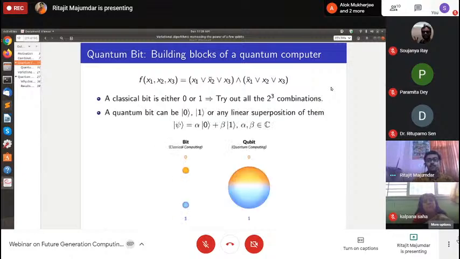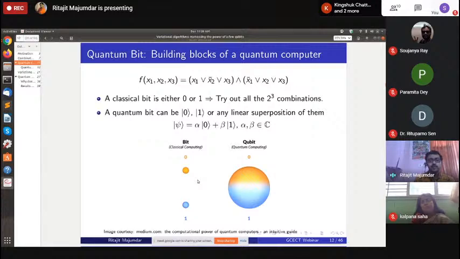But what can be done using a quantum bit? A classical bit is either 0 or 1. This is a picture of this classical bit. A quantum bit, interestingly, uses this gate notation, this funny notation. Don't bother about it much. Just think of it as a funny notation to represent 0 in a quantum computer.